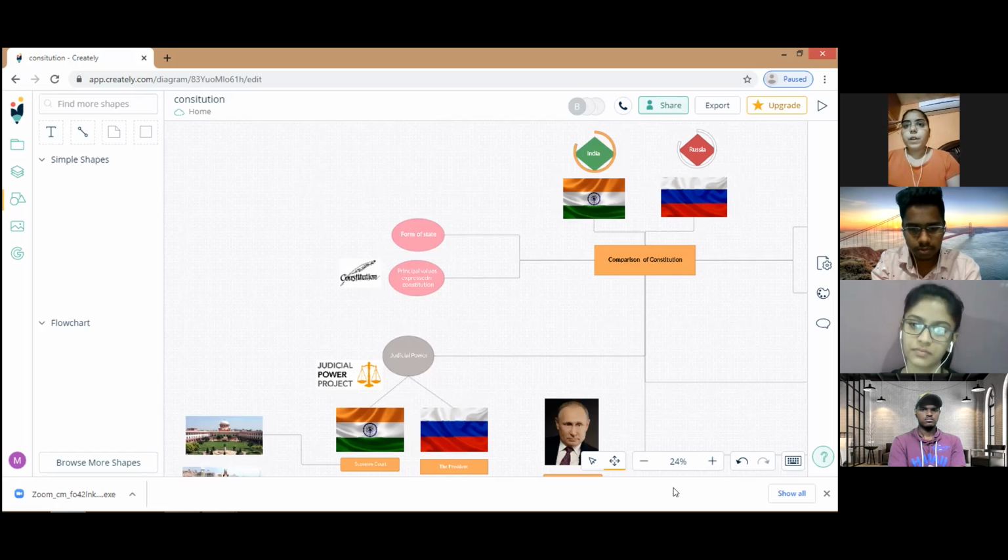Government type. In India there is President Pranab Mukherjee, and in Russia there is President Vladimirovich Putin. And for the government type, in India there is a federal republic, but in Russia there is a federation.